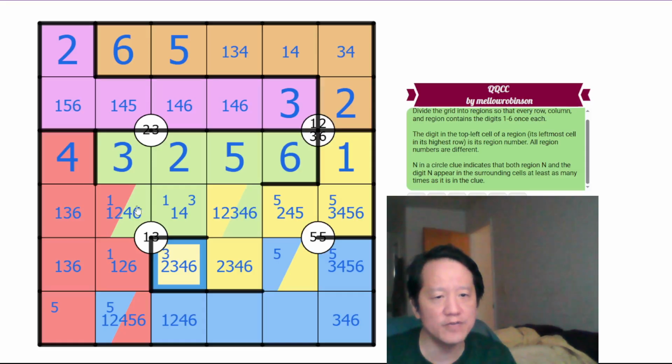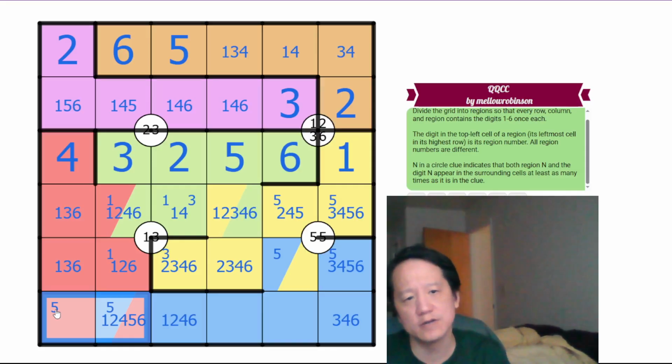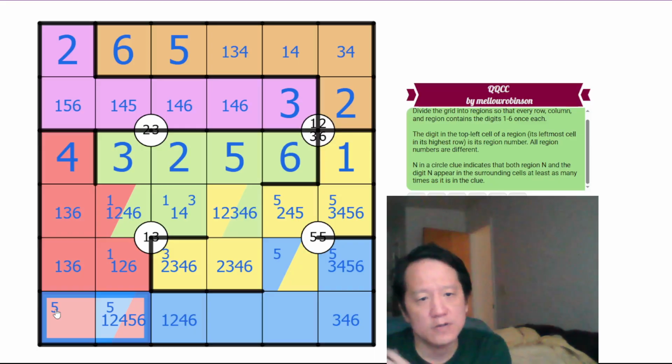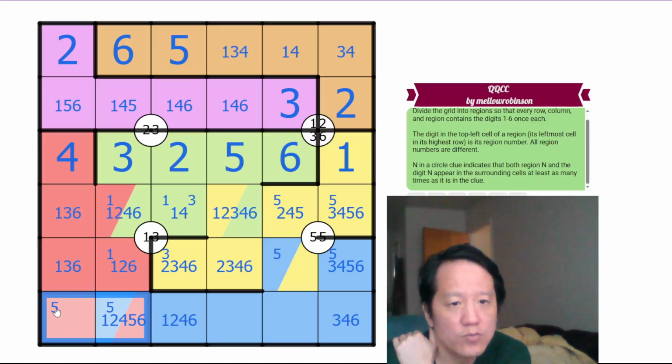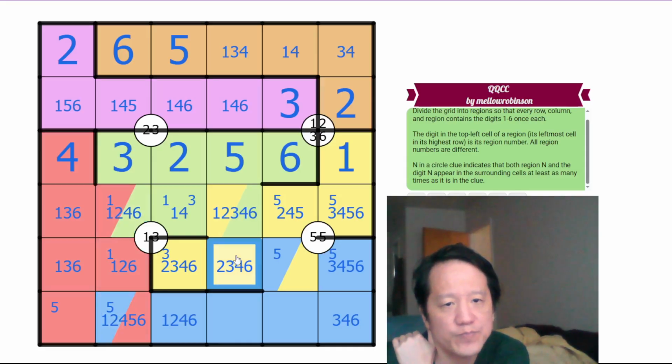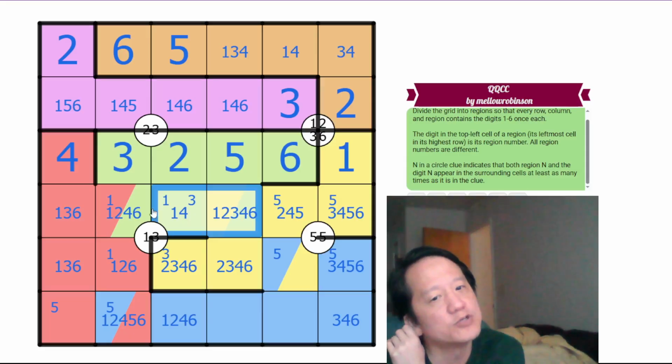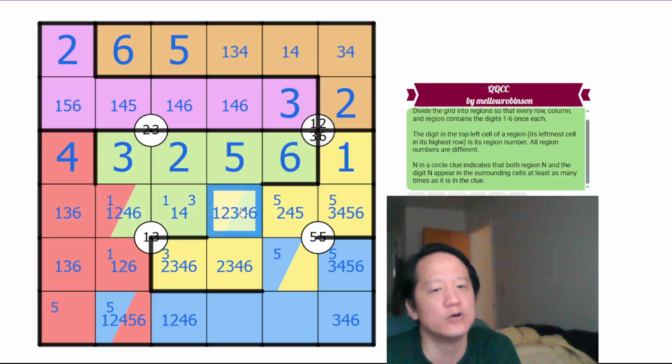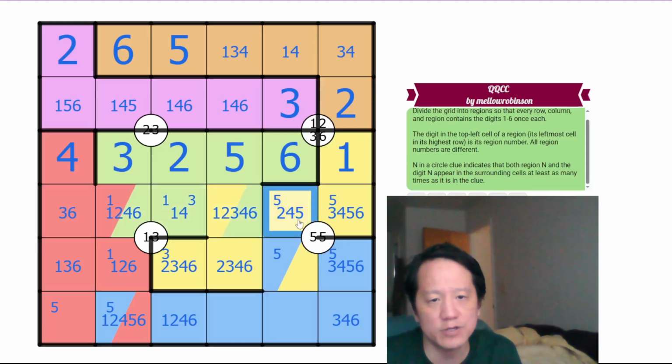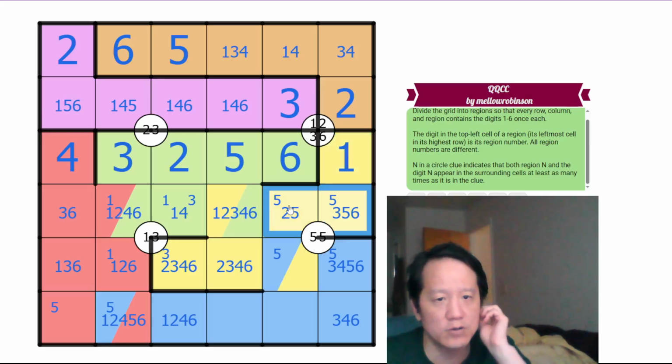We need 5 in the red region, which could be either of these, so that's fine. We need 2 in the red region, which we're guaranteed here. So this is 2, 3, 5, 6. It has to be 1, 4 as a pair in the green region, which eliminates 1, 4 in the rest of the row here, because we have to have 1, 4 for the green here. So this can't be 1, this can't be 4, this can't be 4.